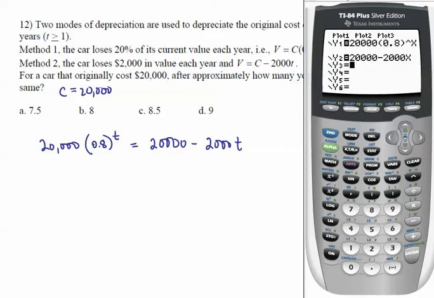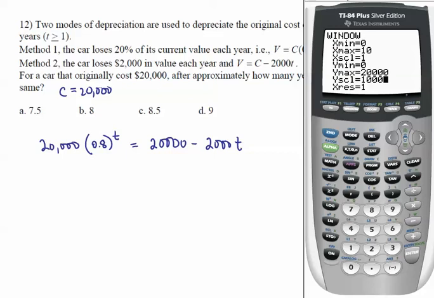And let's set up our window. I'm going to assume that this will happen within 10 years. You could go from 0 to 20 if you wanted. I go from 0 to 10 by 1 year. And the y values, the maximum value is 20,000. Since it's going to depreciate, it'll only be less than that. So the y values will be from 0 to 20,000, and we can go up by 1,000. And that should be good enough.